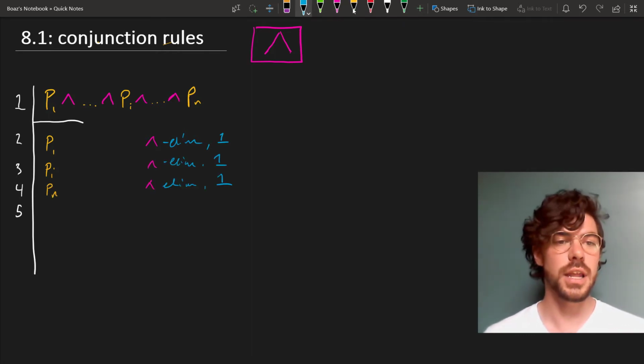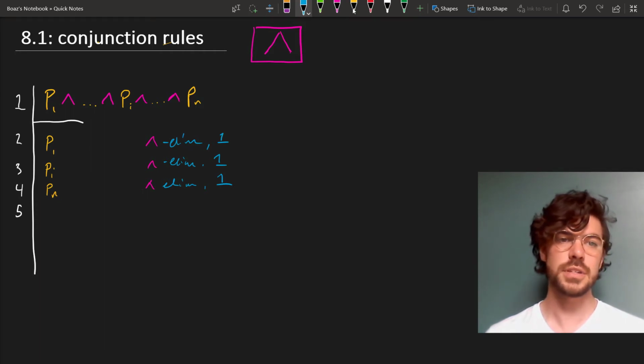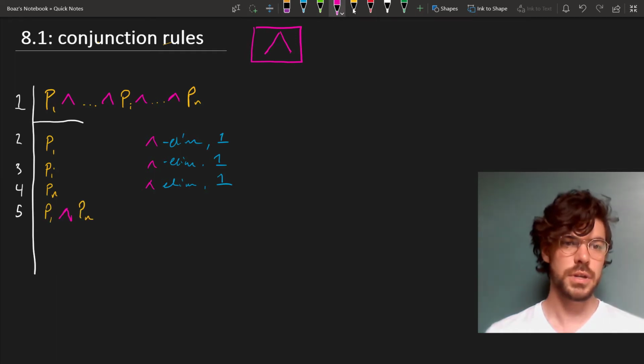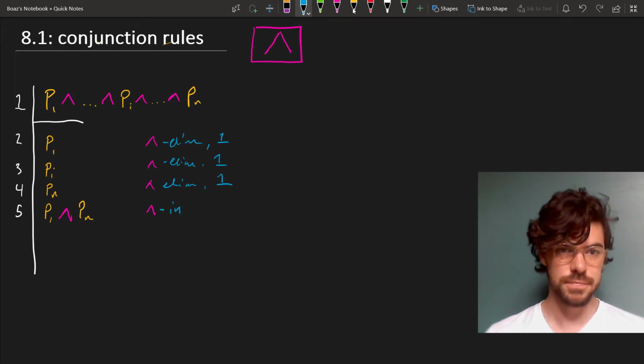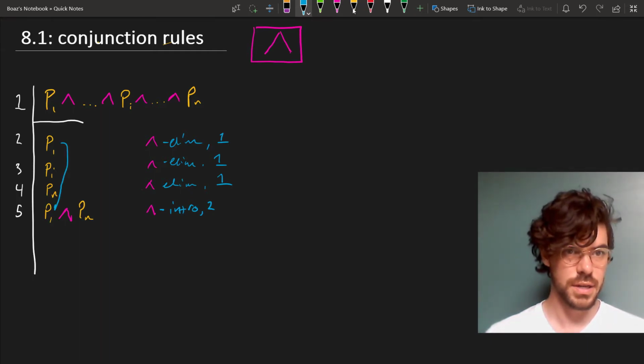Now, conjunction introduction allows us to take any of these P1 through Pn that we've already proved and put them into a conjunctive string. So for instance, suppose we wanted to get P1 and Pn. We could introduce a new line in our proof, P1 and Pn, by the rule of conjunction introduction. And we'll just cite our lines that support this. So line 2, which is how we get this one, and line 4, which is how we get this one.